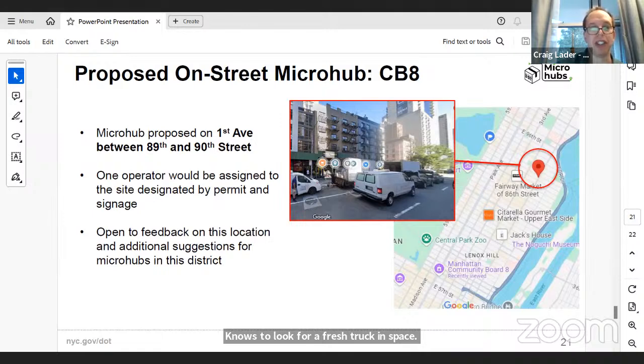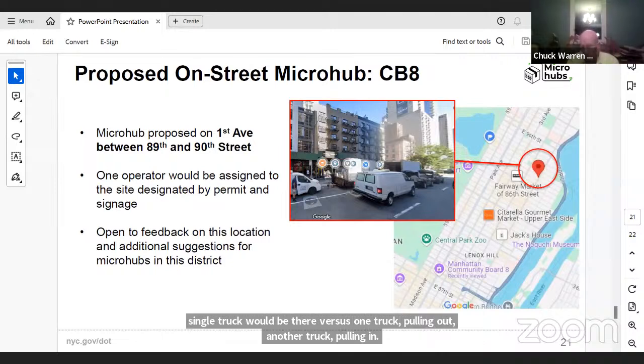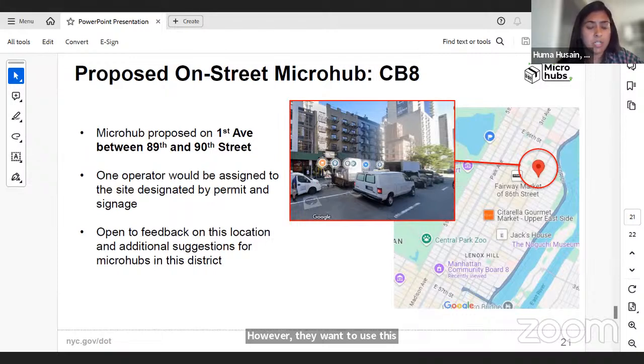scheduling the timeframes in which a single truck would be there versus one truck pulling out, another truck pulling in. Yeah. They would conduct their operations as they choose, however they want to use the space, given that we'd have limitations on the hours, as we talked about.